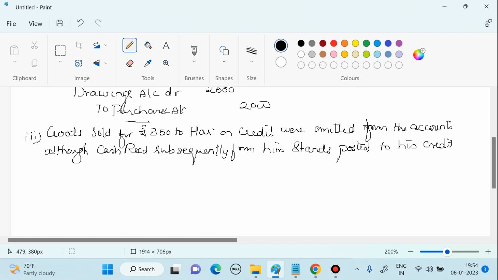Although cash received subsequently from him stands posted to credit. Means after that, we didn't record the sales. But after the credit period, Hari came, he paid 350. We recorded that as a receipt from him. So cash or bank account debit to Hari. So in Hari's account, what has happened? You have recorded the receipt as by cash, 350. You have not recorded the sale. This is missing.